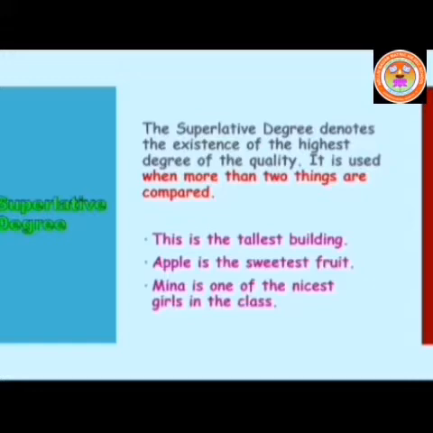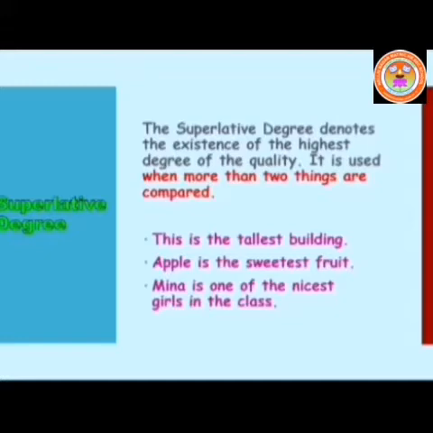In this case, along with the adjective, we will add est or iest, like that. All those things I will tell you in the next slides to come. For example, see here, this is the tallest building, so that is the tallest, that is the highest degree. In this case we use the definite article, the tallest. See here, apple is the sweetest.